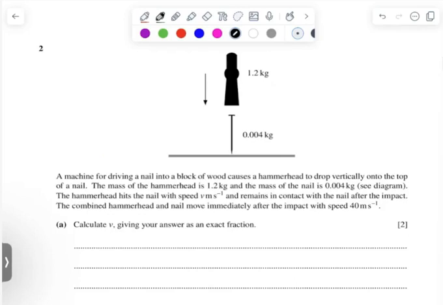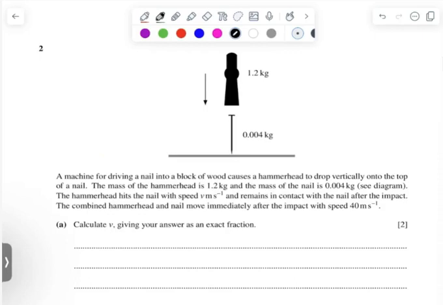The hammerhead hits the nail with the speed of V and it remains in contact. So what I'm picking up here is that this is a momentum equation. These two things are colliding and now they've coalesced because they're going together. It remains in contact with the nail after impact. The combined hammerhead and nail move immediately after the impact with a speed of 40 meters per second.